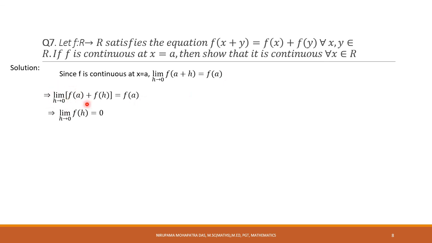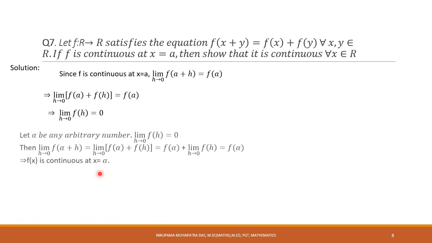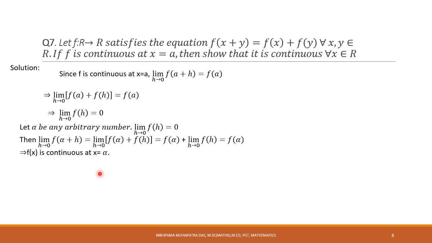See, f(a) is independent of h. Whatever may be the value of h, it will not make any difference to f(a), right? So you are getting f(a) plus the limit as h approaches 0 of f(h) equal to f(a), which gives us the limit as h approaches 0 of f(h) equal to 0. Now we have to prove that it is continuous for all x belonging to R.